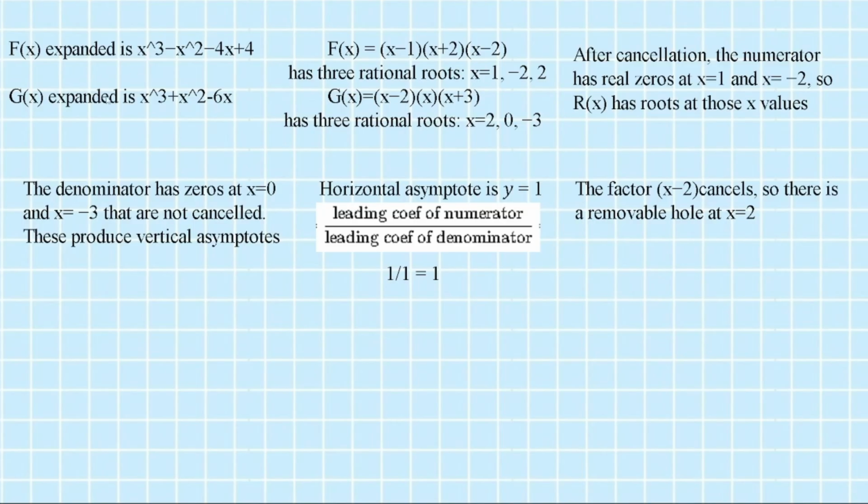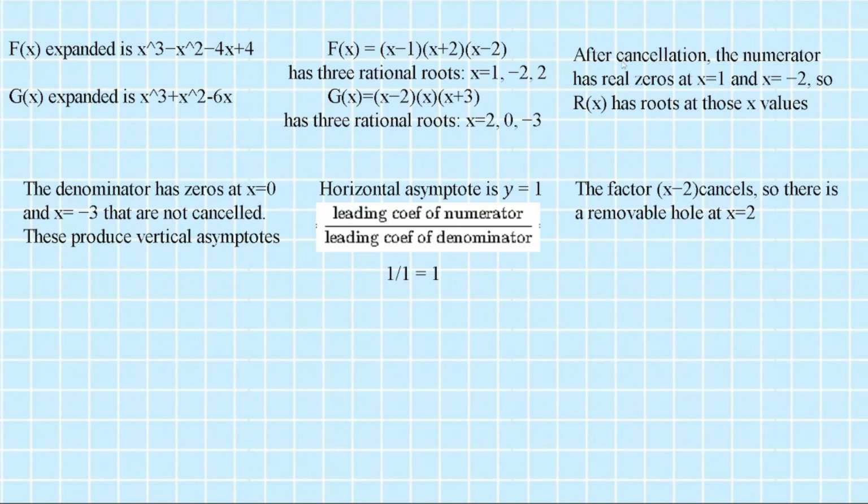The same rule applies to g of x, making it a polynomial function. Now, when we factor f of x, we get (x minus 1)(x plus 2)(x minus 2), giving us the rational roots of x equals 1, negative 2, and positive 2. Same for g of x. When we factor it, we can see x equals 2, which will get canceled out later in a sec, x equals 0, and x equals minus 3.